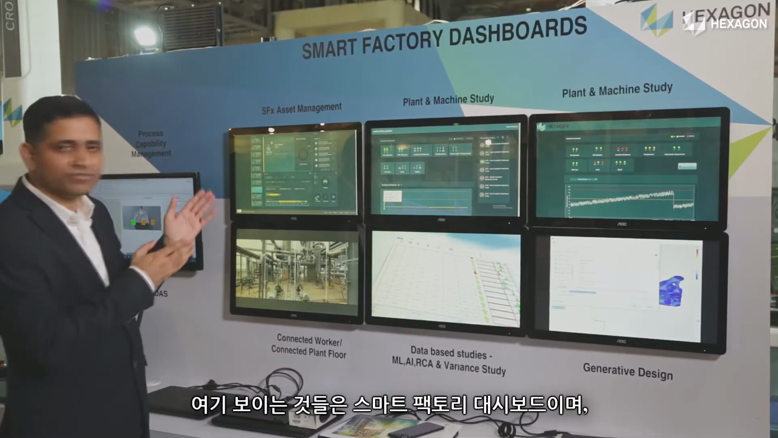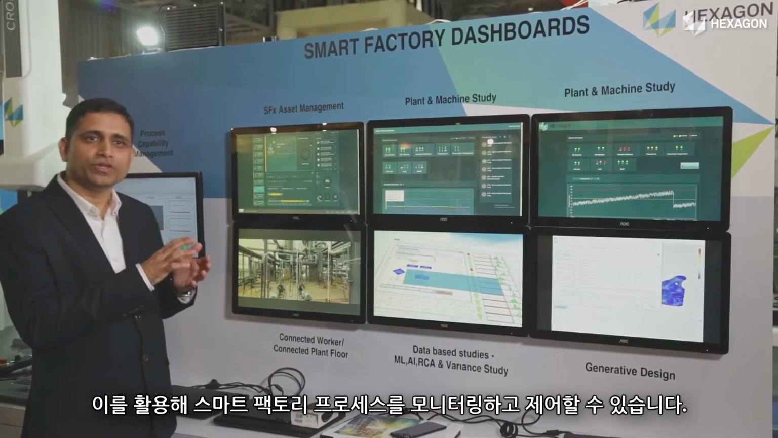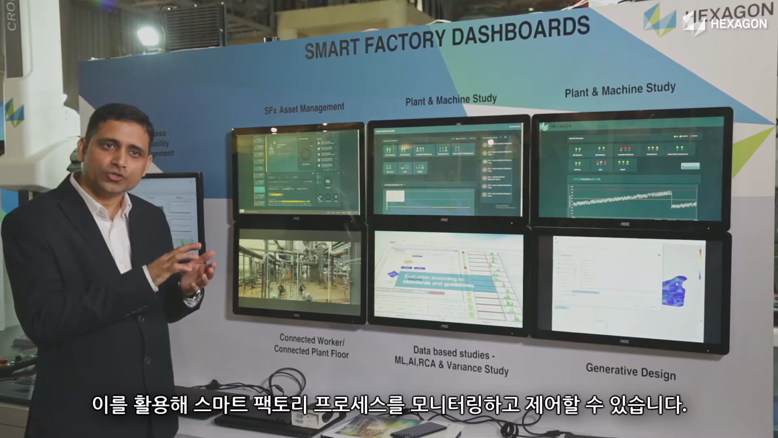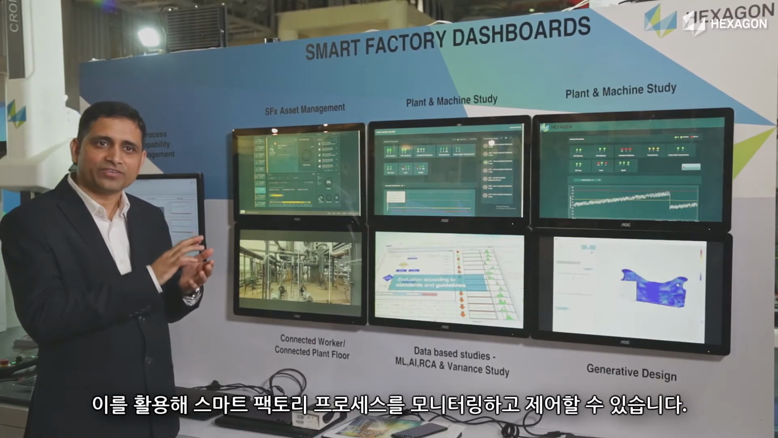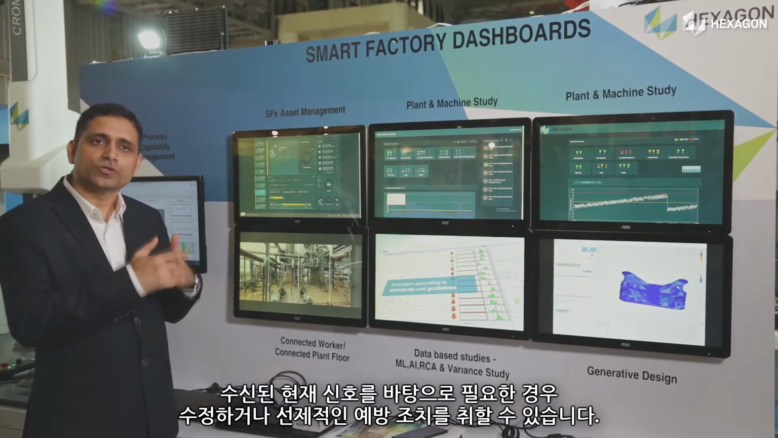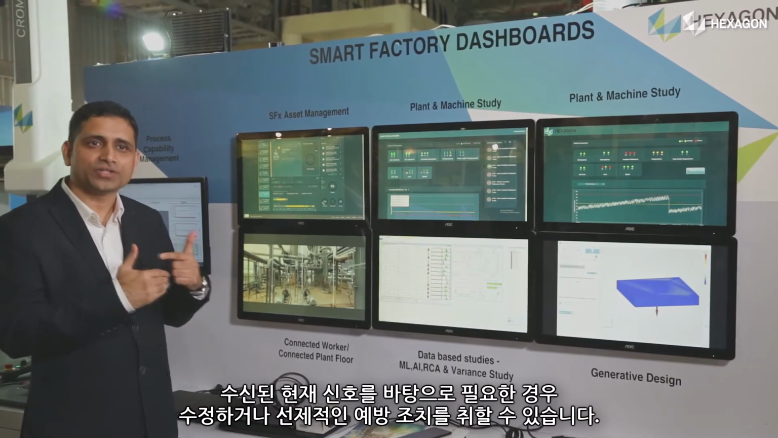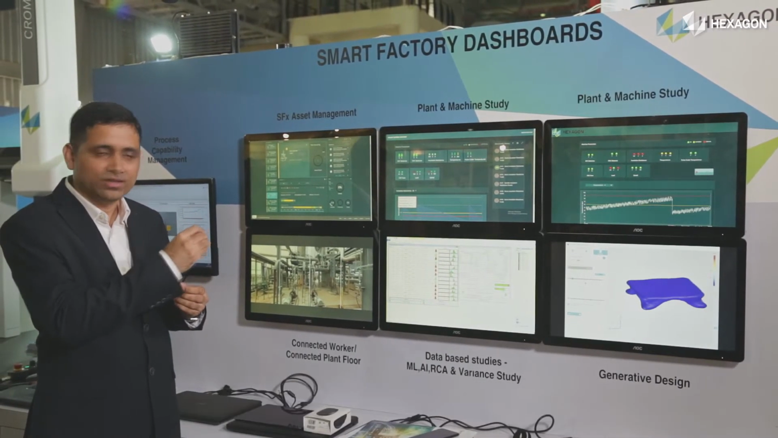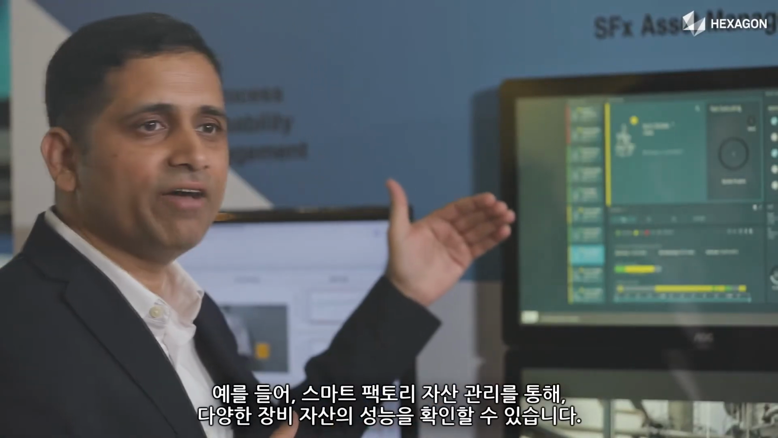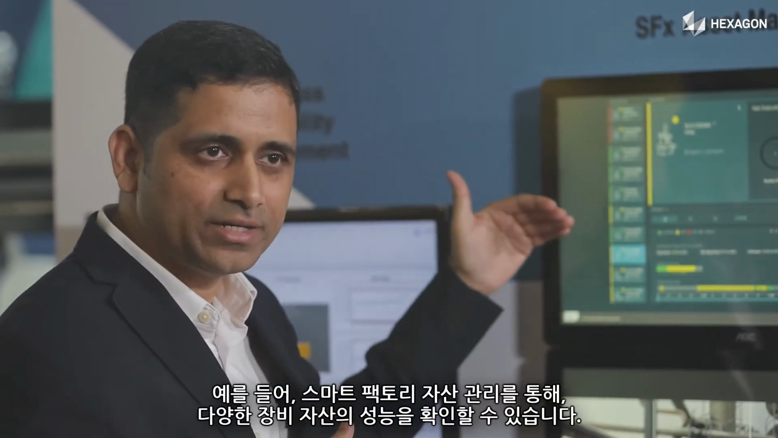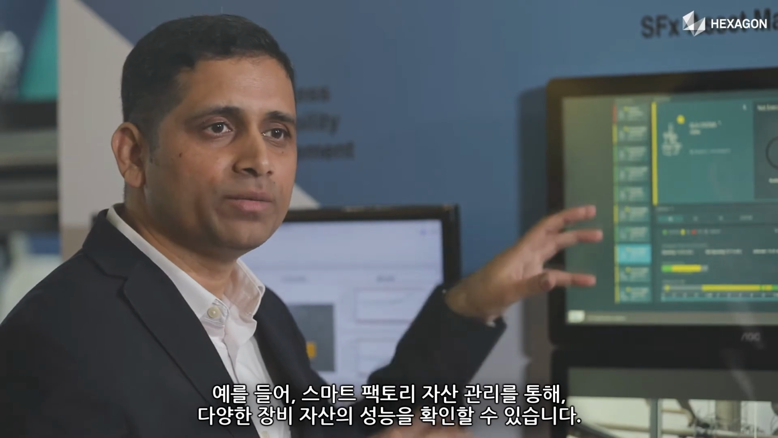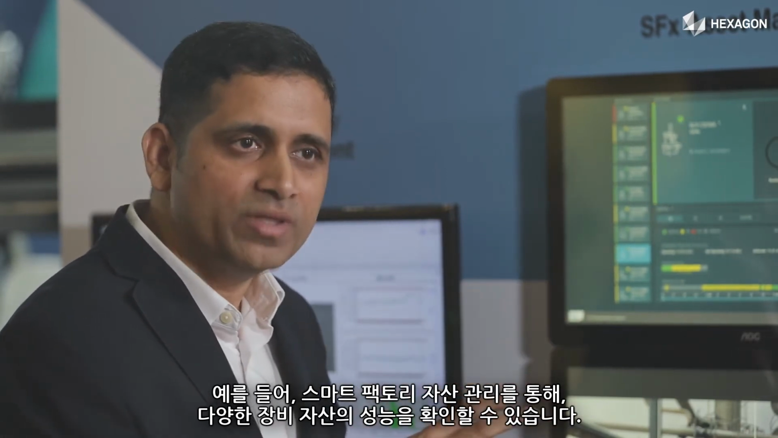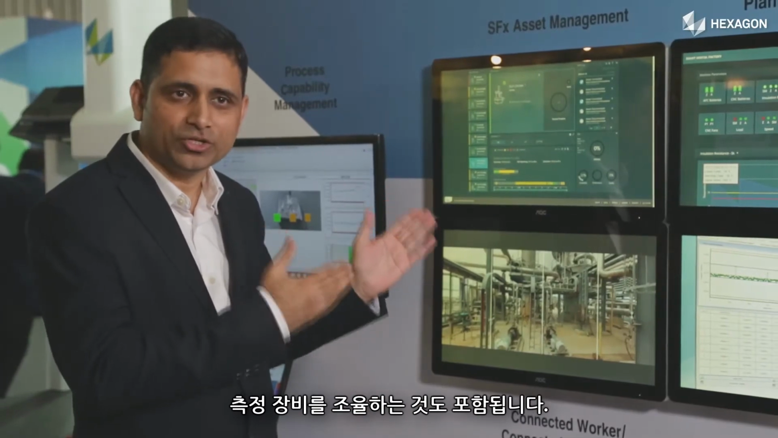So these are smart factory dashboards using which we can monitor and control the smart factory process and also take corrective and preventive actions as and when required based on the current signal received. For example, we have smart factory asset management using which you can understand the performance of various assets, for example, a coordinate measuring machine.